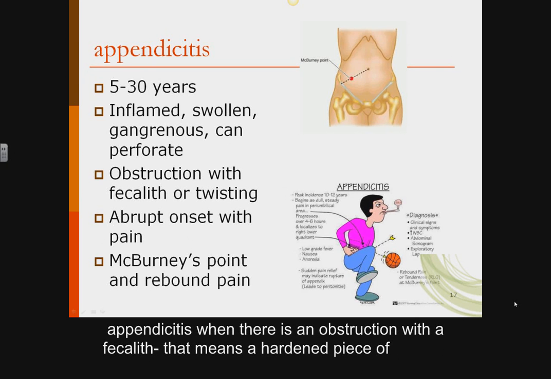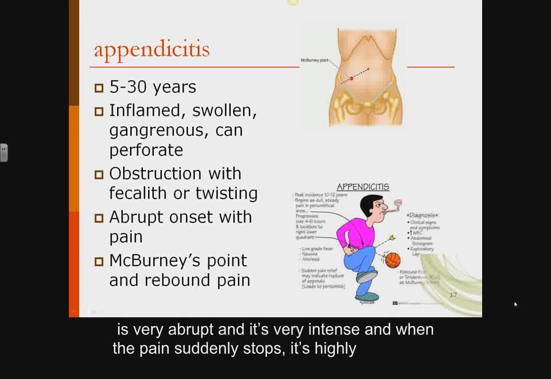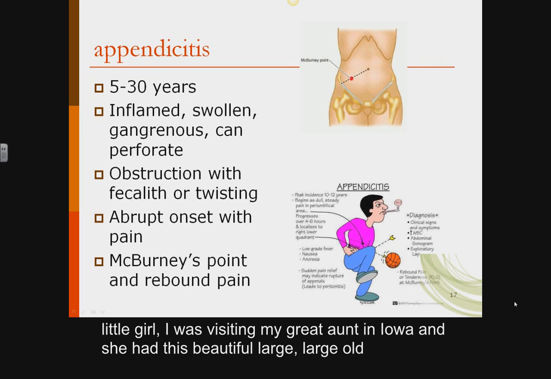We can get appendicitis when there is an obstruction with a fecalith. That means a hardened piece of stool gets lodged in the appendix and there's twisting of the colon. The pain is very abrupt and it's very intense, and when the pain suddenly stops, it's highly suggestive that the appendix has ruptured, and that can lead to peritonitis.